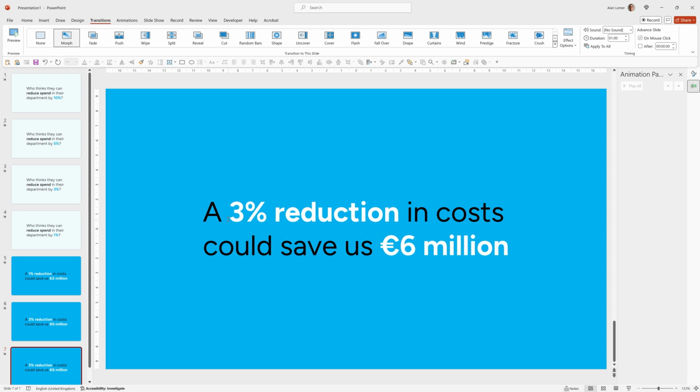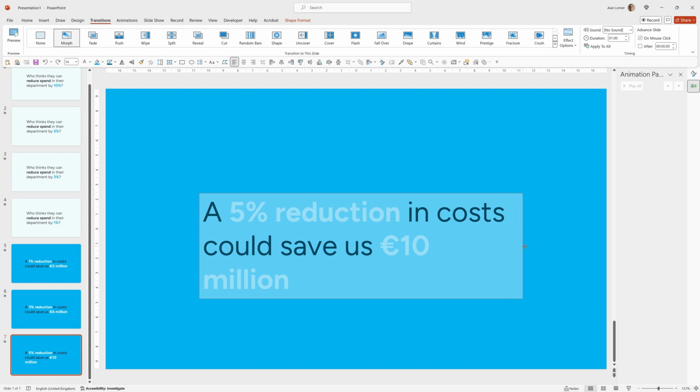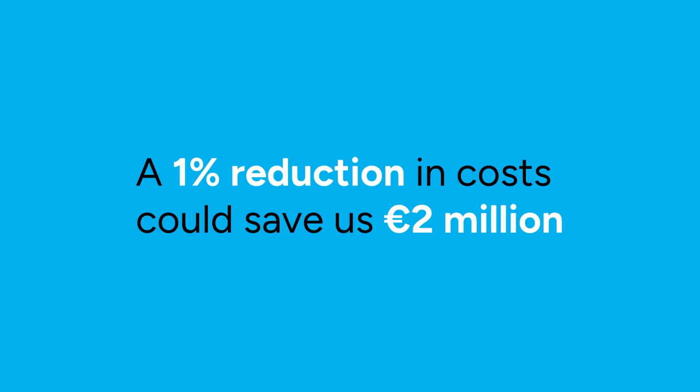Now let's add the final one. Control D to duplicate that slide. Really easy, just type in our new figures. Expand this so it doesn't wrap in that place. So let's run that.